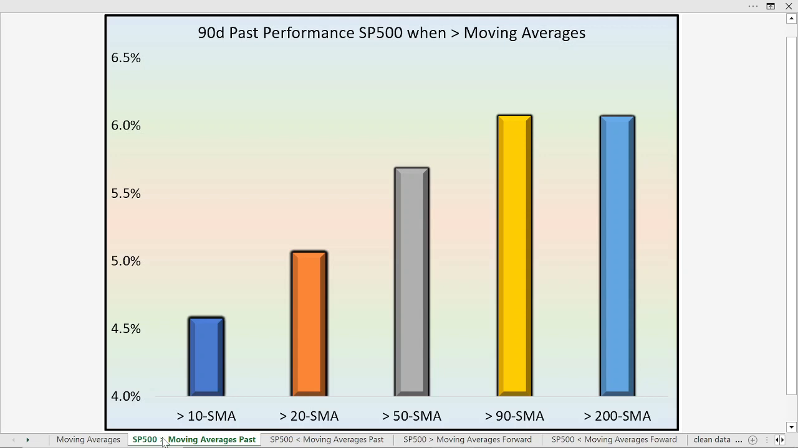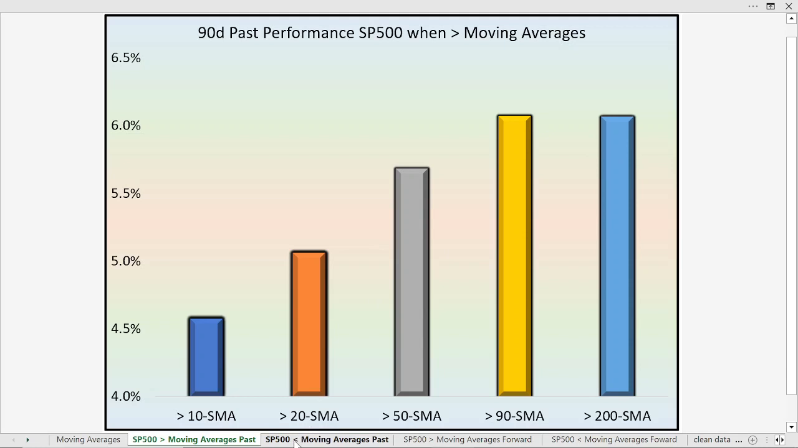What does that mean? That means that over the previous 90 days, on average, the S&P 500 has returned around a 4.6% return. Over the past 90 days, if it's above the 20 SMA, it means the market has gone up around 5.1%. 50 SMA, 5.7%. 90 SMA, 6.1%, and above the 200. If the market right now is above the 200 SMA, it means on average over the past 9 years, our data goes back to around 2014, the market has gone up around 6.1%.